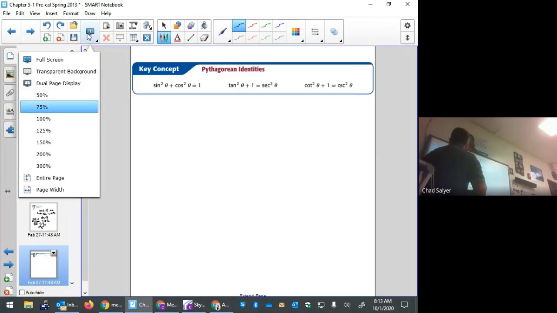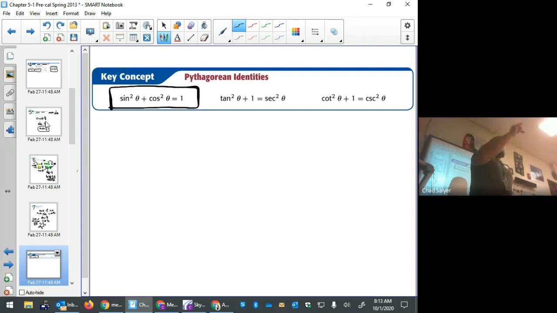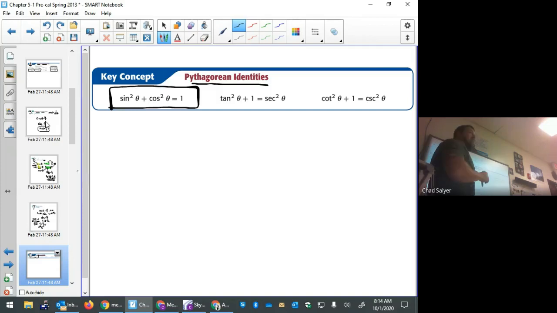Okay, so let's talk about Pythagorean identities. So these are probably the number 1 or 2 most used identities. And here's the daddy identity. Sine squared plus cosine squared equals 1. Sir? Were these the ones that are already on there that we don't need to write down? Yes. But you should make a mental note that Pythagorean identities are very commonly used. And they come from the unit circle.